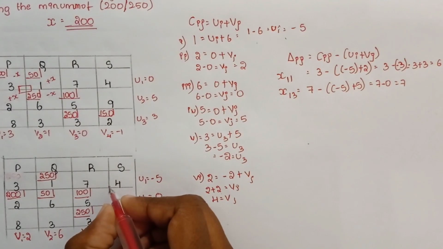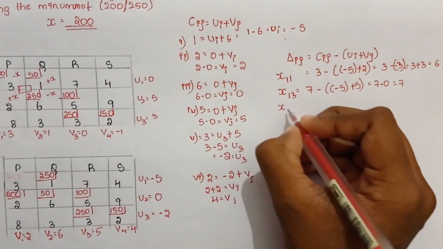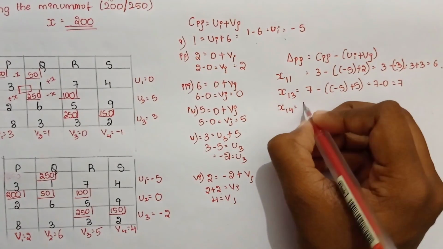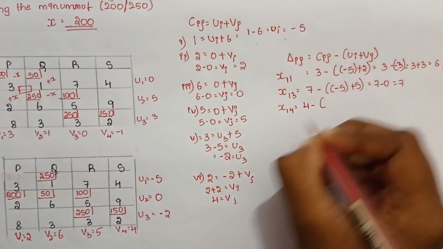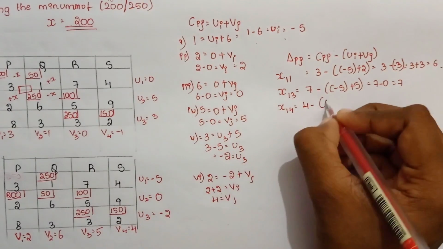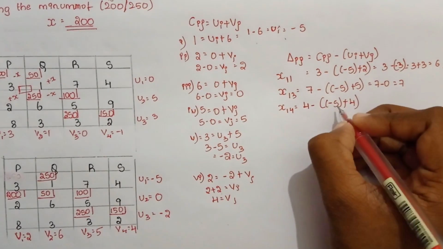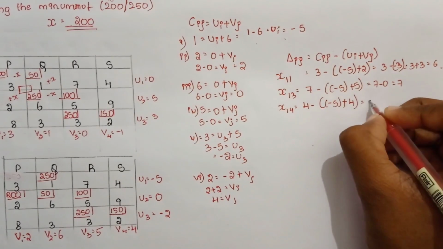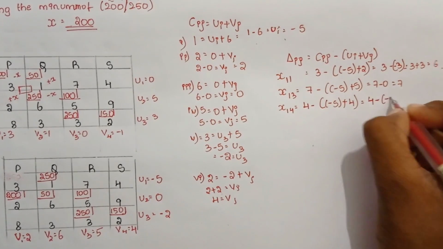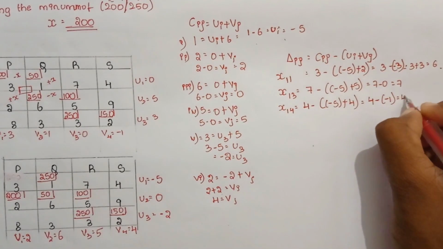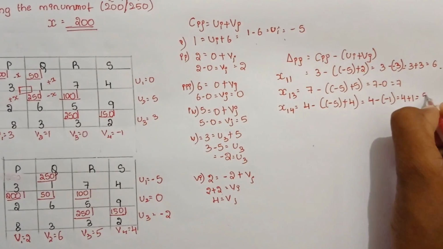So the next unoccupied cell is 4. So it will be represented as 1,4. So the Cij value is 4, and the U value is minus 5 and the V value is 4. So minus 5 plus 4 will be minus 1. So minus and minus will become plus. So 4 plus 1 is 5.